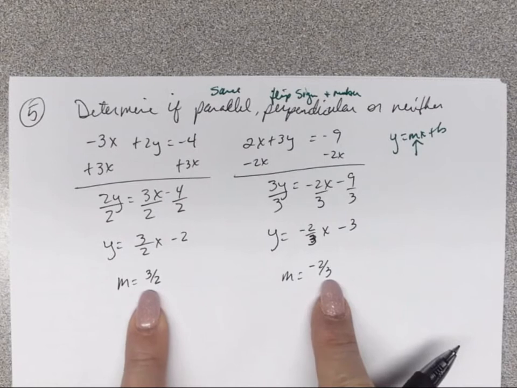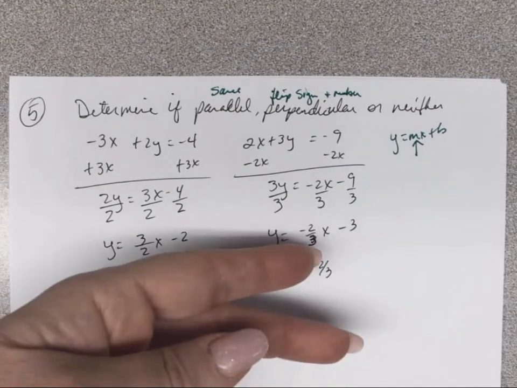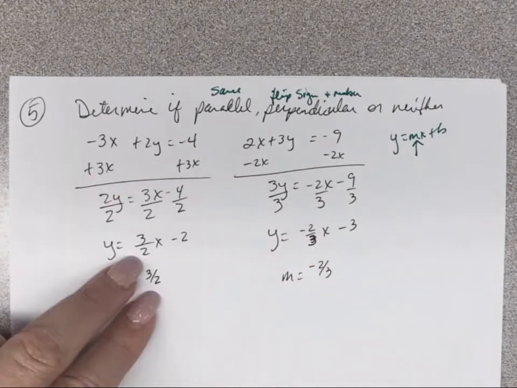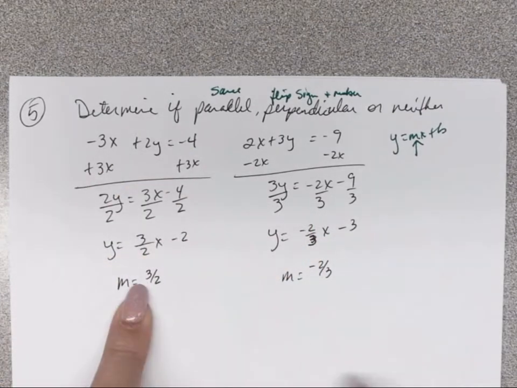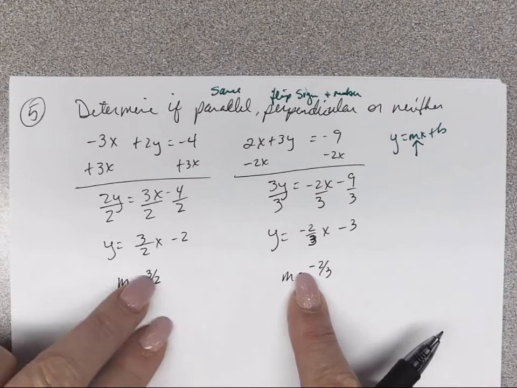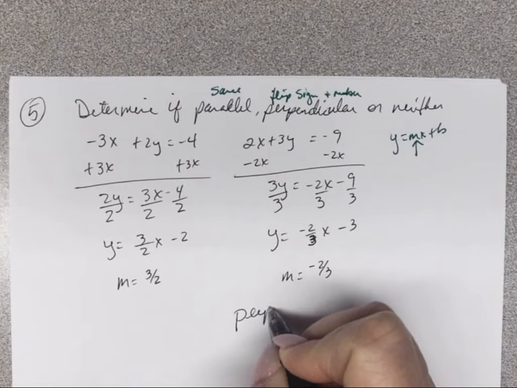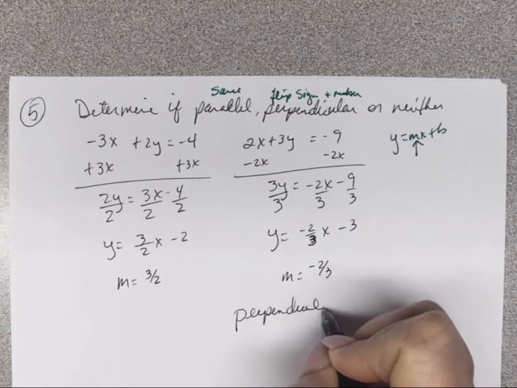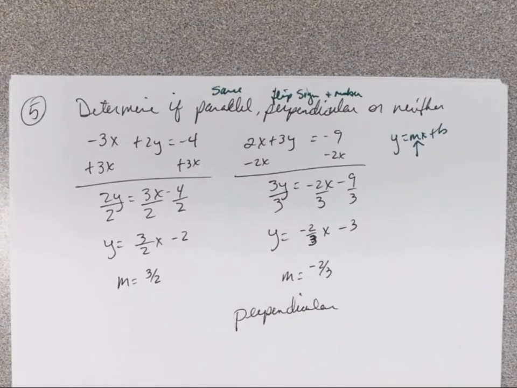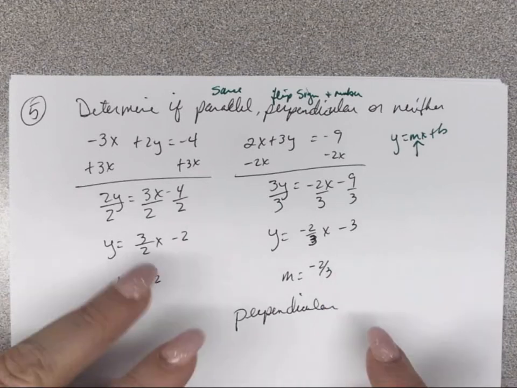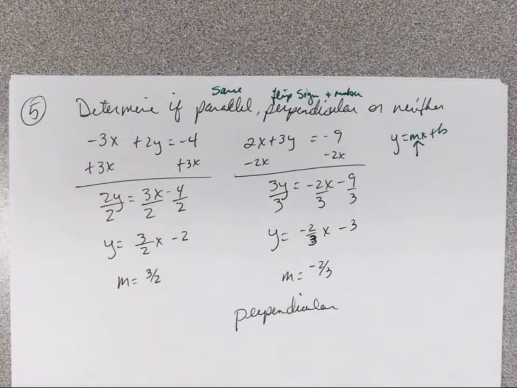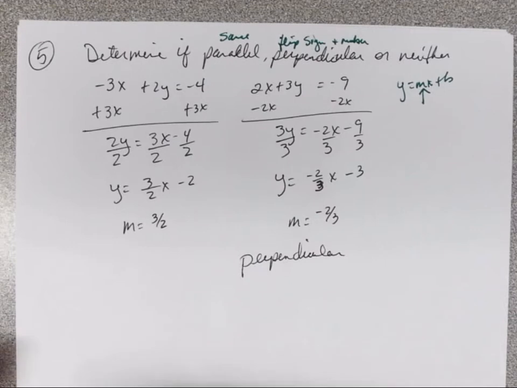So when I look at these, they are not exactly the same, but 2/3 flipped over gets us 3 halves, 3 halves flipped over gets us 2/3. This one's positive, this one's negative. So we flipped the number and the sign, so that makes this one perpendicular. So if they had both had 3 halves or both had negative 2/3, they would be parallel. But because it's a flip number, flip sign. All right, let's look at number 6.